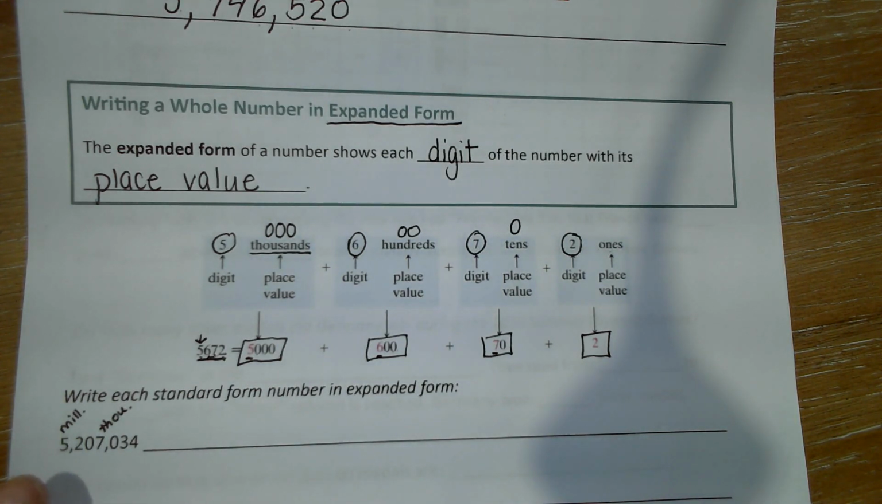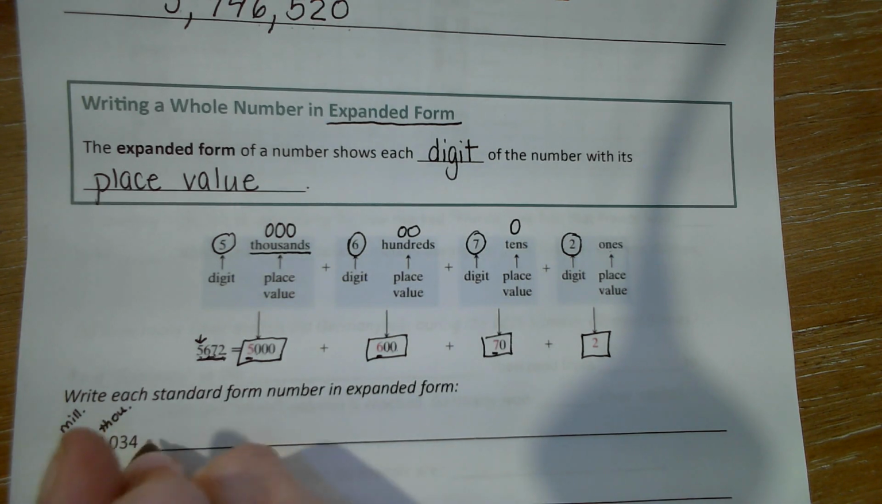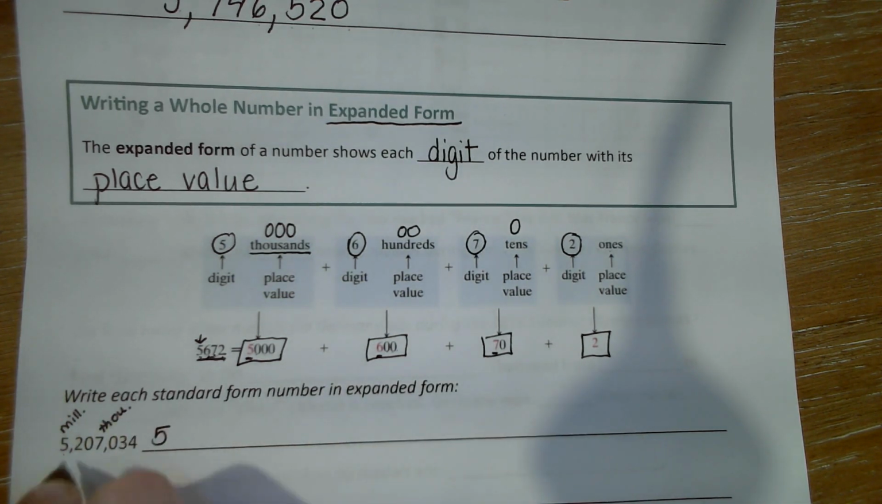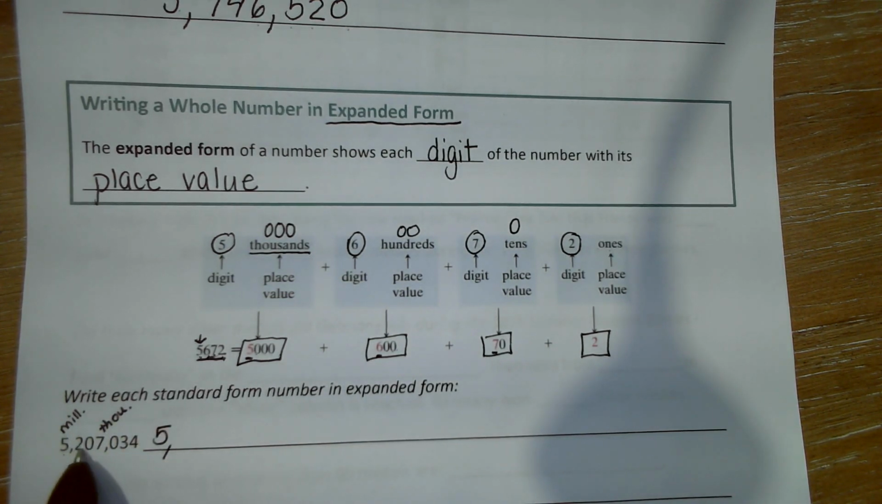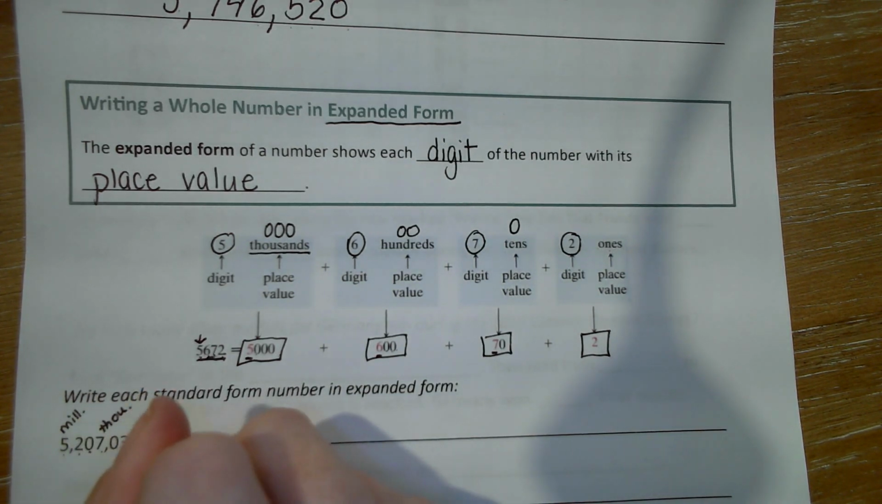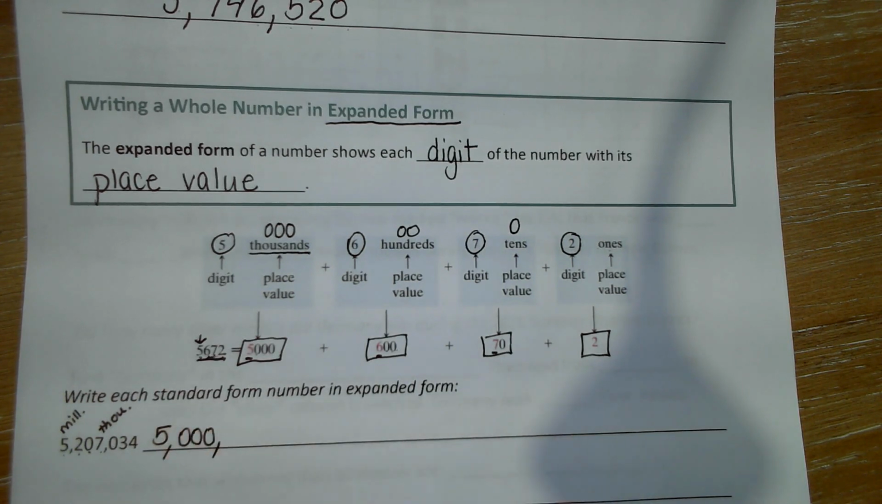And then let's look at each individual digit and the value it represents. So this is a 5 in the millions place. So I'm going to write a 5 and then a comma, and then I'm going to replace every digit after it with a 0. That's 1, 2, 3, comma, 1, 2, 3 more.